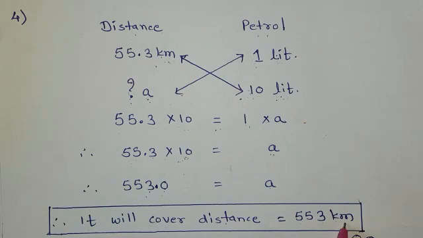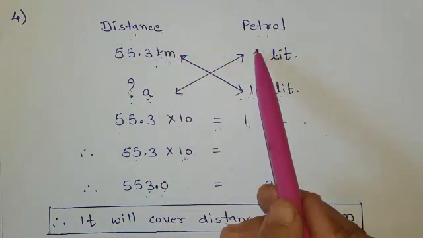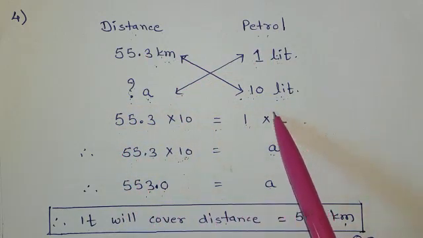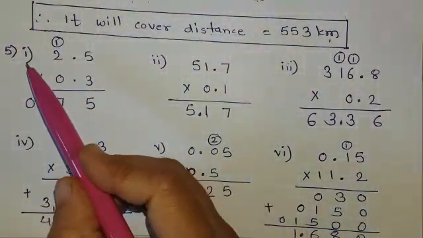This way you can solve the problems on multiplication and division. Whenever you read the problem, you don't have to think whether I have to do multiplication or division. Just write the two quantities, do the cross multiplication. The question will automatically tell you whether you have to do the multiplication or division. So this way solve question number 4. Let's move towards question number 5.